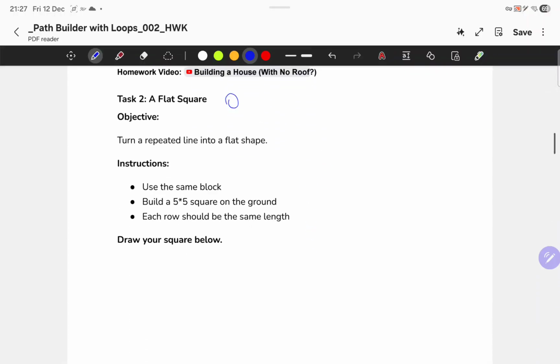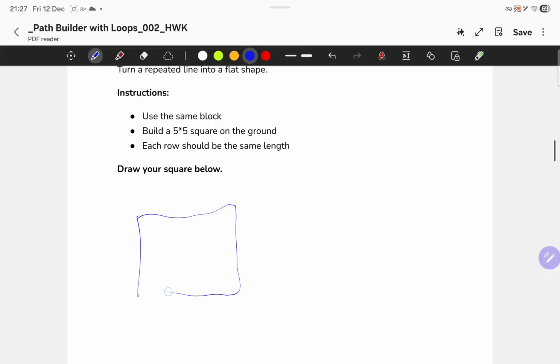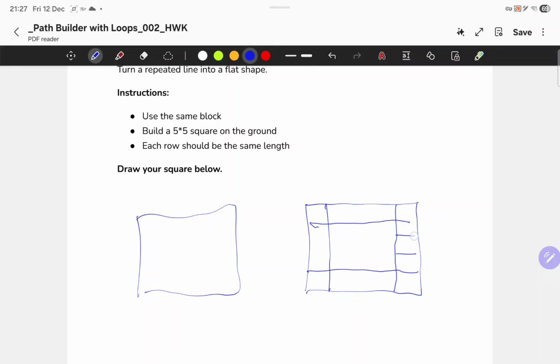So now, a flat square. Well, we know that a square is this shape, but if we're using blocks, then it has some thickness, right? So we can use these blocks like here. Okay, there we go. And we have some thickness added to our square. This is our square, as if we were looking from the top, like a bird. You can see that we have 5 blocks in each row, so each row should be the same length, and it should be 5 by 5.